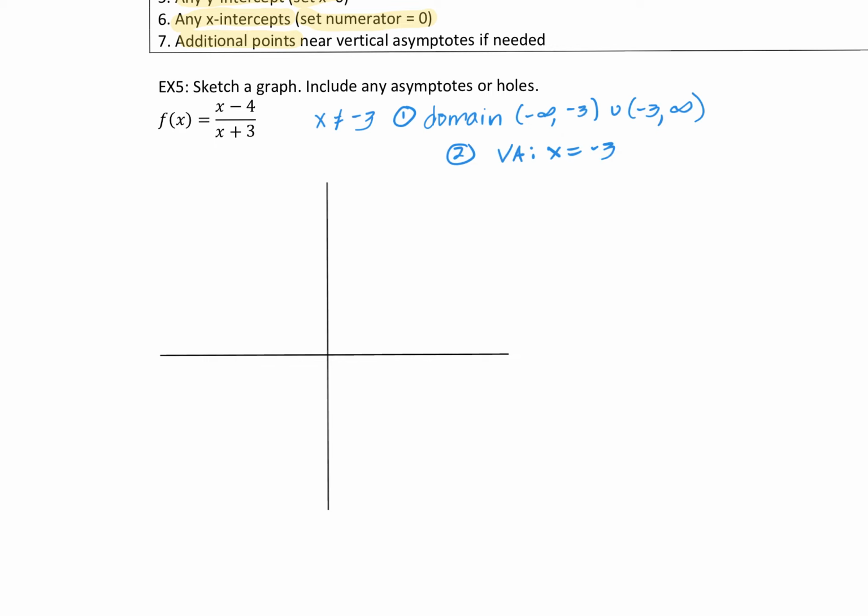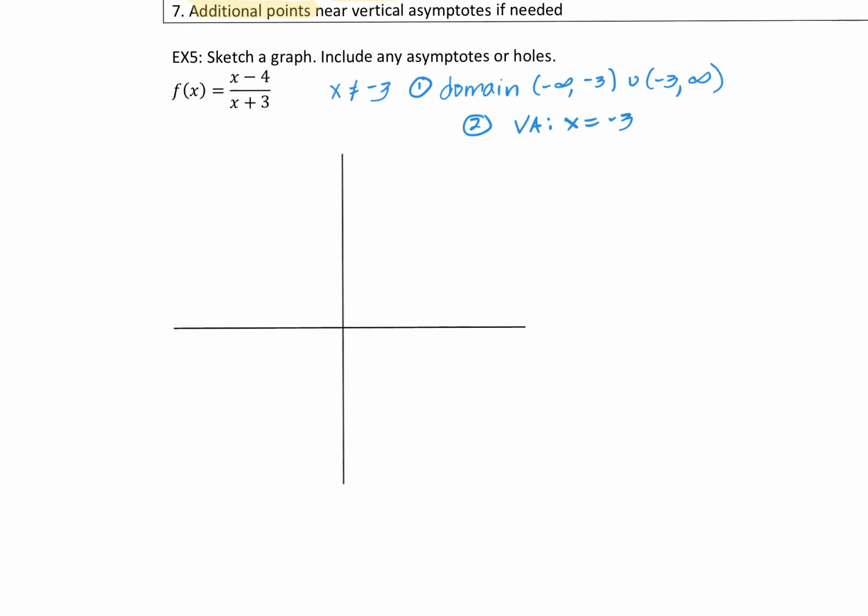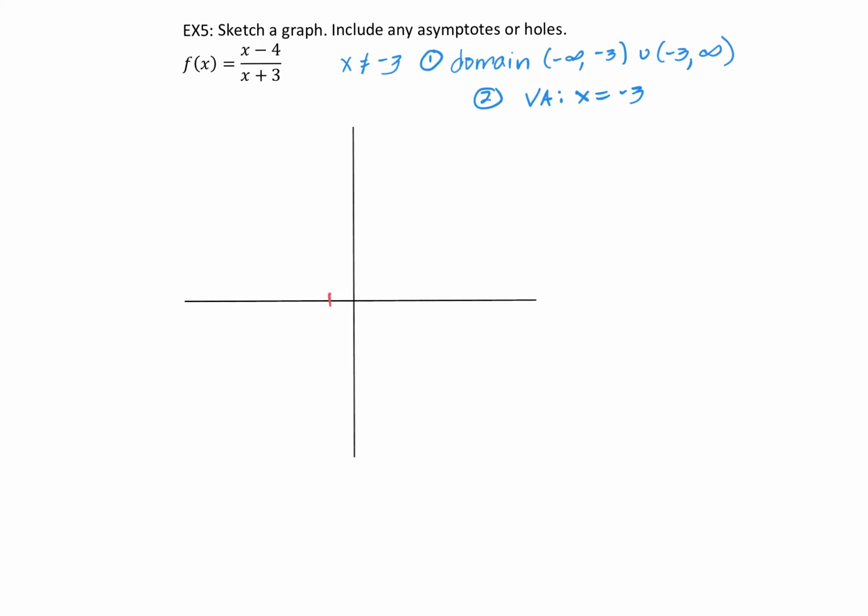I'm going to go ahead and maybe use red for that. Go to -3 and draw my vertical asymptote. So this would be x equal to -3. Maybe I'll make the tick points in blue because I like blue.